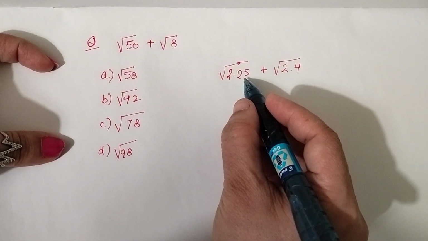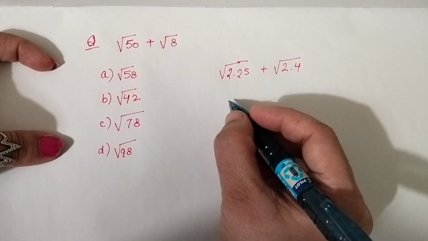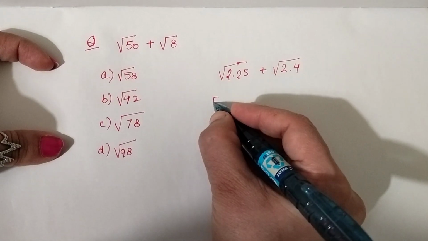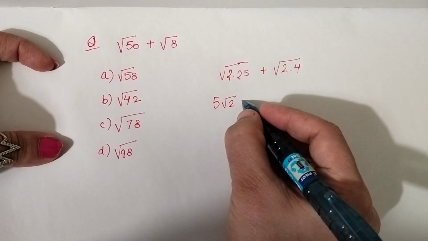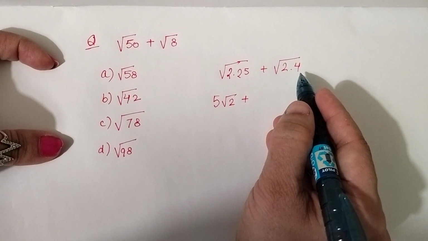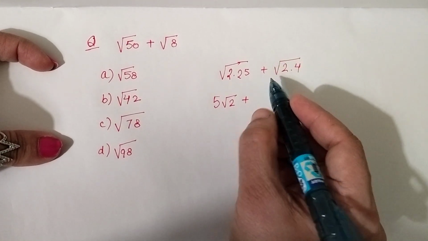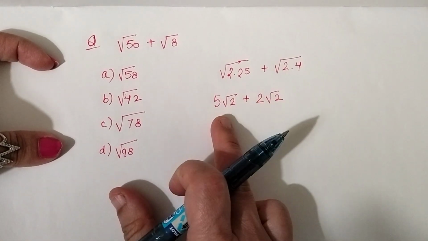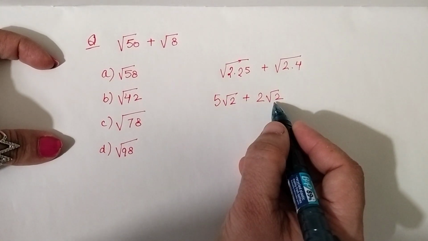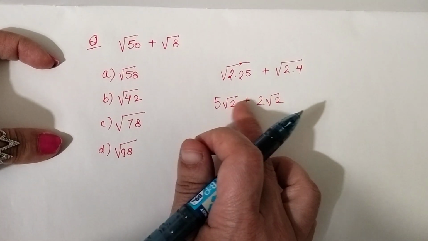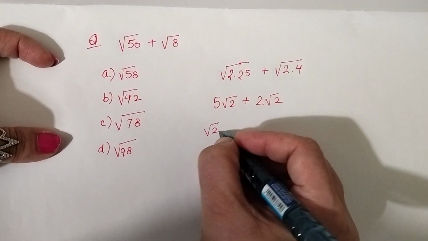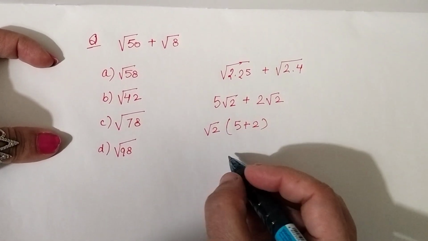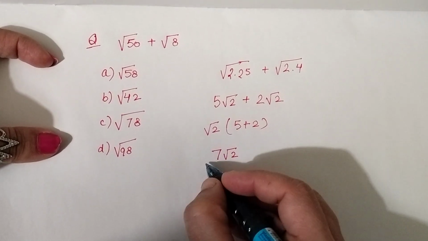So if I have 25 here, 25 is nothing but 5 square. And if I take it out from under root, it will become 5 under root 2, right? 4 is nothing but 2 square. If I take it out, it will become 2 under root 2. Now you can add them because under root 2 is same. Or you can say if I take under root 2 common from them, I will get 5 plus 2 left. What is 5 plus 2? 7. So it is nothing but 7 under root 2.